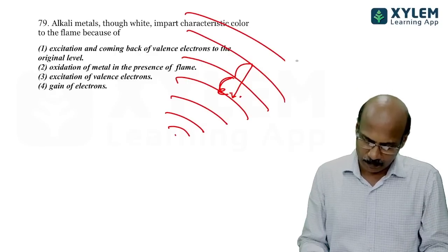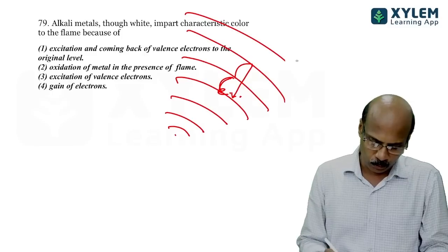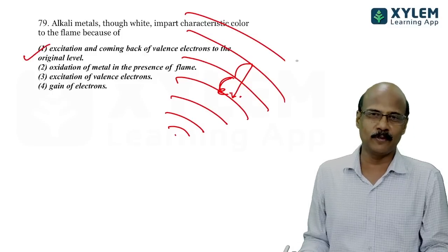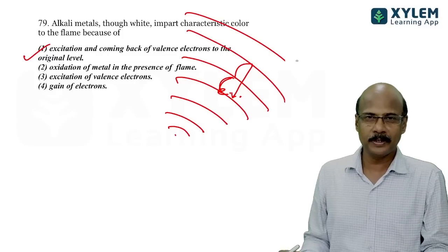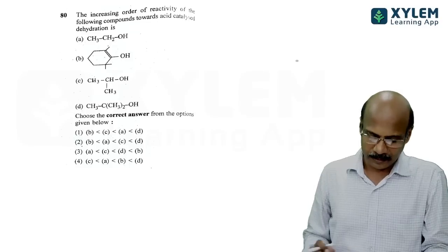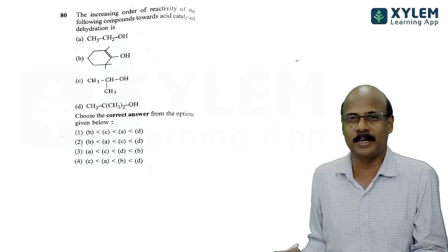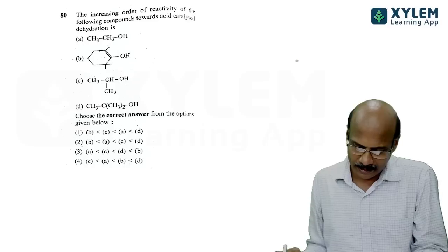So what is the correct combination here? Excitation and coming back of valence electron to the original level. That is the reason for the color of flame. Clear now? All alkali metals will impart color to the flame, that you know. In alkaline earth metals, beryllium and magnesium will not impart flame color. Coming to question number 80.